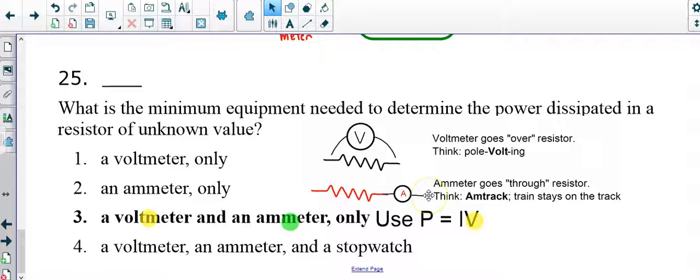And here's the mnemonic for that. The ammeter goes through the resistor. Think Amtrak stays on the track. The correct answer is a voltmeter and an ammeter, so you need both of these meters, and then of course the last incorrect answer, a voltmeter, ammeter, and a stopwatch. The stopwatch is irrelevant to this kind of problem. I highlighted this problem because I wanted you to see the drawing for the voltmeter and its mnemonic, as well as the drawing for the ammeter and its mnemonic. All right, let's move on to the next one.